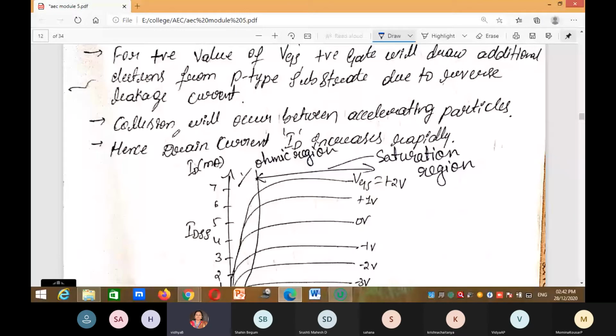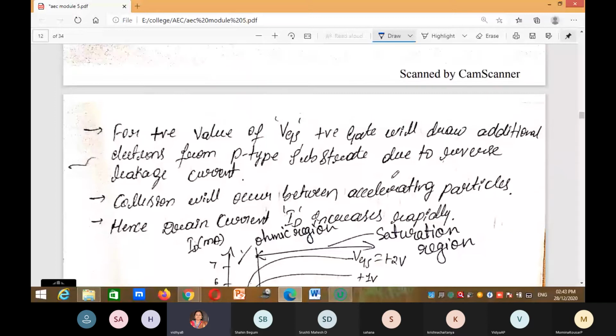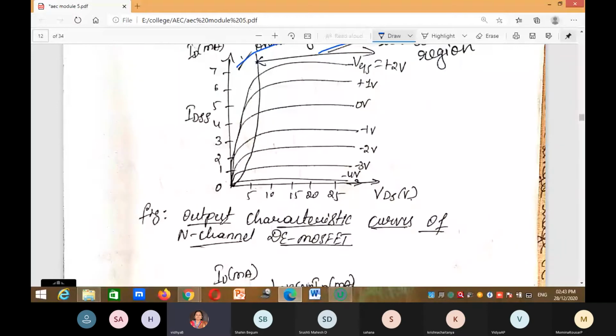Collision will occur between accelerating particles. Hence, drain current ID increases rapidly. This is the ohmic region and this is the saturation region. This is the output characteristic curve of n-channel DMOSFET, VDS versus ID.